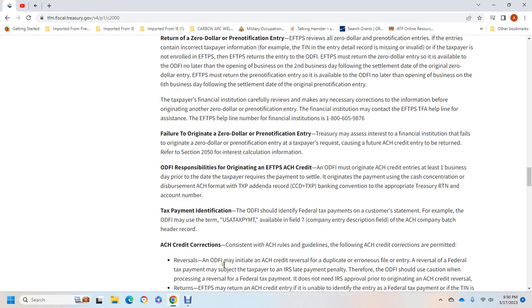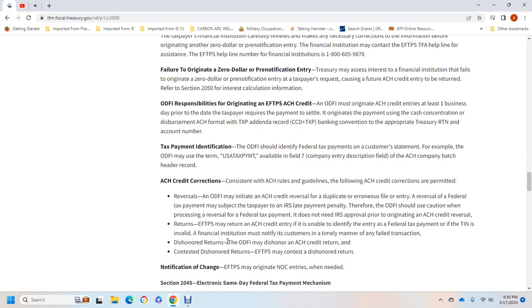batch header record. Automatic clearinghouse credit correction consists of the automatic clearinghouse rules and guidelines, followed by the automatic clearinghouse credit correction permitted reversal. The ODFI may initiate an automatic clearinghouse credit reversal for a duplicated or erroneous file or entry reversal. A federal tax payment is subject to the taxpayer's IRS late payment penalty, so the ODFI should use caution when reversing a federal tax payment. It does not need IRS approval prior to originating an automatic clearinghouse credit reversal.